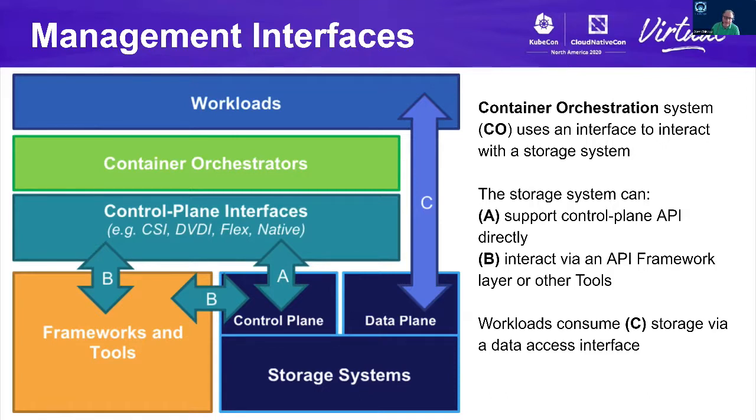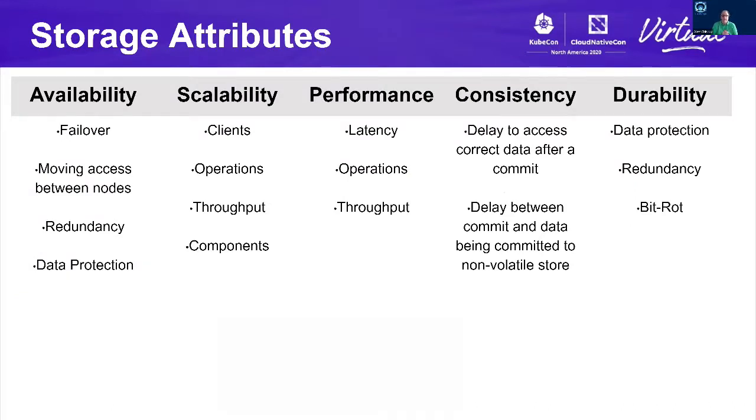And it's key to understand that there are native interfaces and also some frameworks and tools that provide these projects with the ability to provide the connectivity between the storage systems and the different container orchestrators. We talked about the storage attributes. We defined five key storage attributes that are important within the cloud native storage landscape when evaluating the different storage systems. Those are availability, scalability, performance, consistency, and durability.